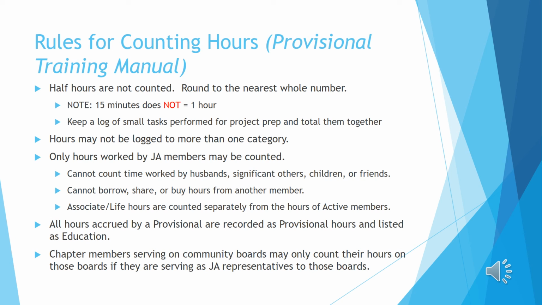There is a specific reporting category for associate life hours on the year-end reports. Chapters may track them with a project to know the actual number of hours worked for the project, but they are separated for NAJA year-end reporting purposes. Hours worked by husbands, other family members, or friends are appreciated but cannot be credited as JA volunteer hours. All hours accrued by a provisional are recorded as provisional hours and are listed as education. Chapter members serving on community boards will only count their hours if they serve as JA representatives to those boards.